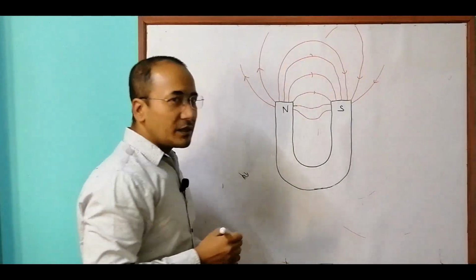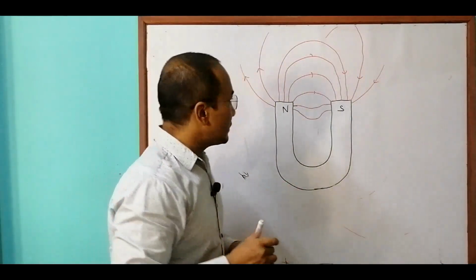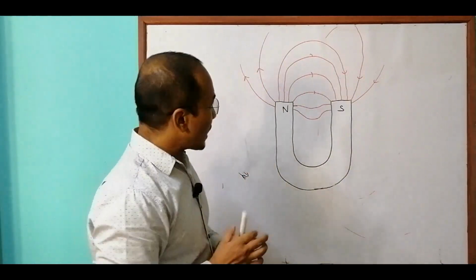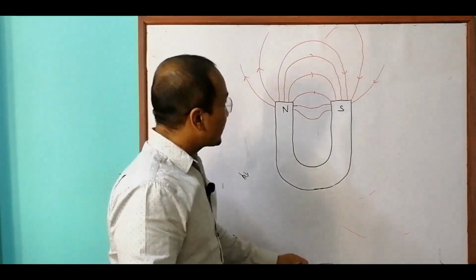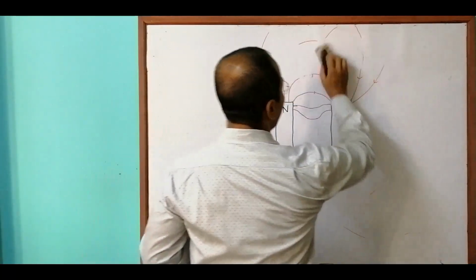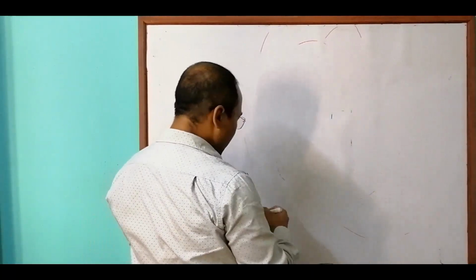So like this. This is the field lines due to a horseshoe magnet. It looks like something like a hair cell like this. Then we have a solenoid. A solenoid will be somewhat like this.